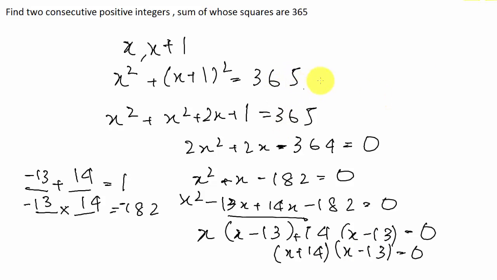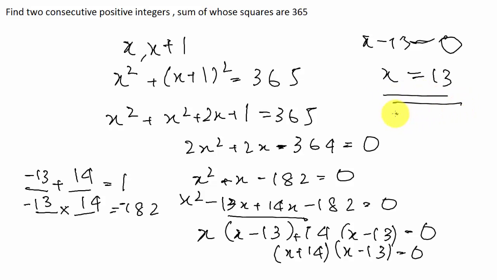So let's just say x plus 14 is 0. So x is equal to minus 14, but they told it's a positive integer. Now x cannot be equal to minus 14. So let's just check the other one. So x minus 13 equal to 0. So x is equal to 13. This is your answer. Now your two consecutive integers will be 13 and 14.